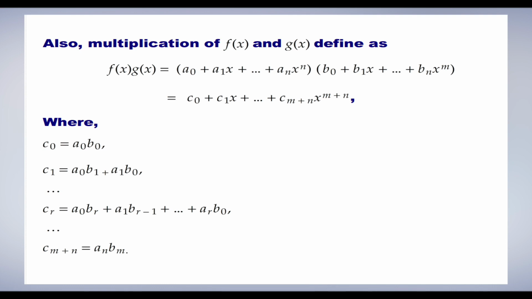Also, multiplication of f(x) and g(x) is defined as f(x)·g(x) = (a0 + a1x + and so on + an x^n)(b0 + b1x + and so on + bm x^m) = c0 + c1x + and so on + c(m+n) x^(m+n), where c0 = a0b0, c1 = a0b1 + a1b0, and so on, cr = a0br + a1b(r-1) + and so on + ar b0, and so on, c(m+n) = an bm.